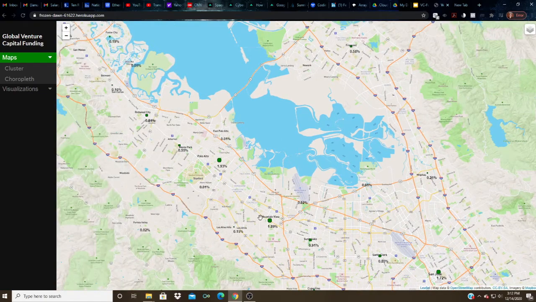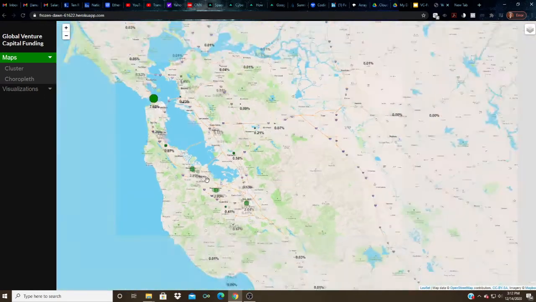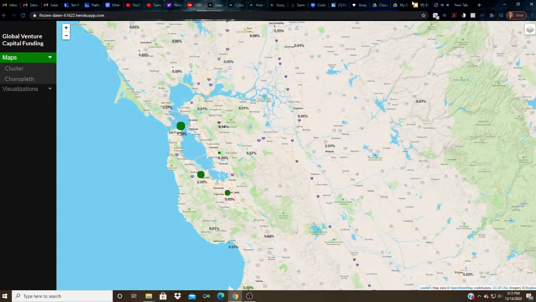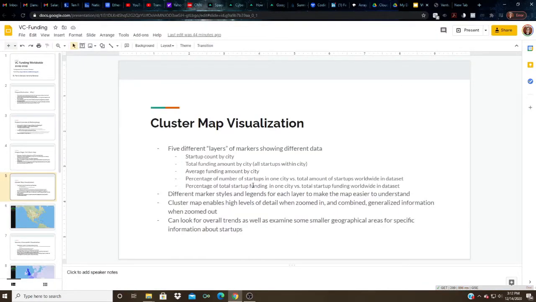Like Mountain View, where Google, Facebook, all these headquarters are. Anyway, it goes down to individual cities. That's the granularity of the map. The finest level is one city. So then we have percentage of total funding in one city versus total startup funding worldwide.